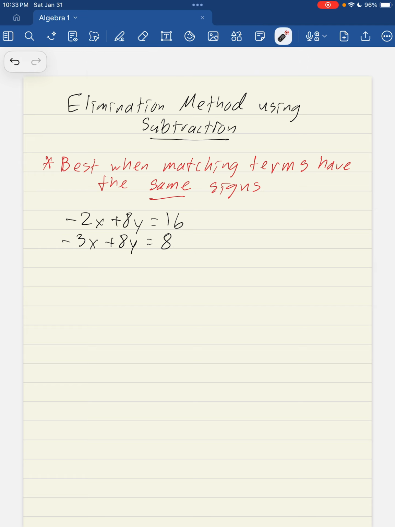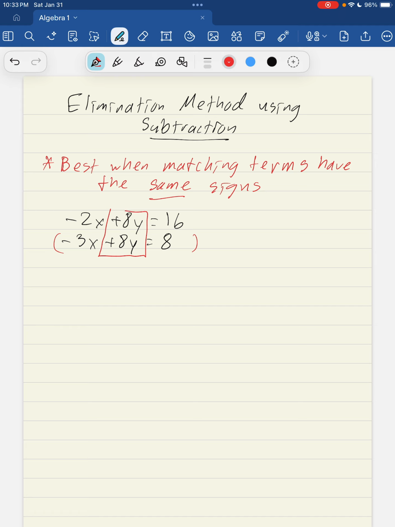If we look at this guy here, we have a 2x and a 3x, both are negatives, those do not match. We have an 8y and an 8y, those guys match, and they are both positives, so they have the same sign. So what do we do? We want to get these guys to be eliminated. I like to draw a little box around the term that I'm trying to eliminate. That helps my brain. Just make sure your box is nice and neat, and it includes the signs.